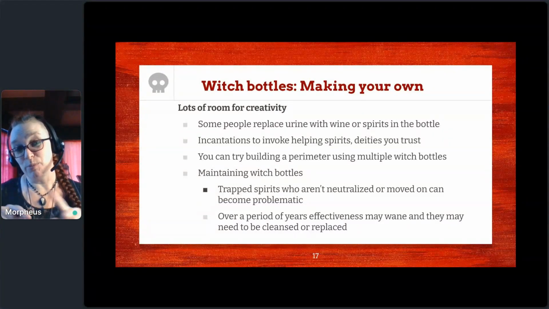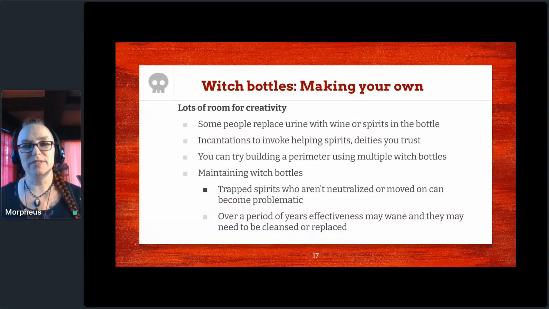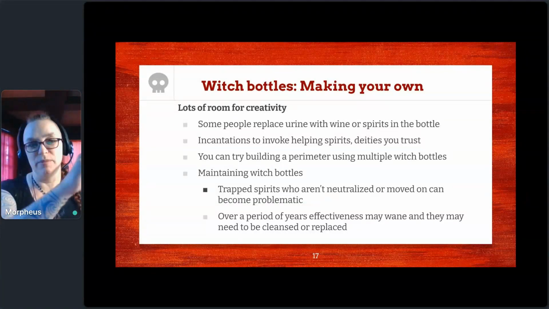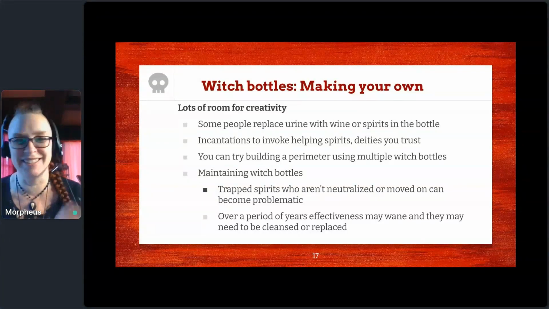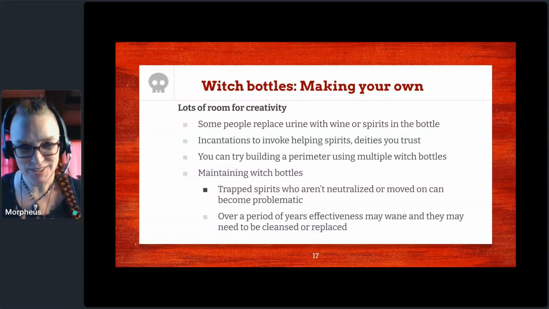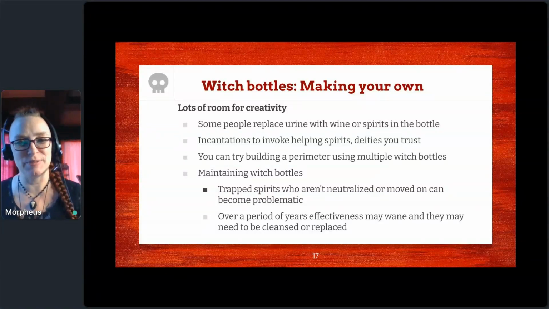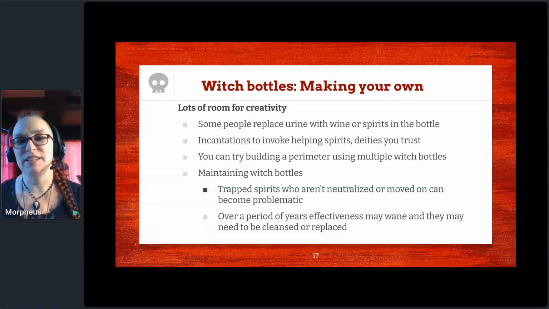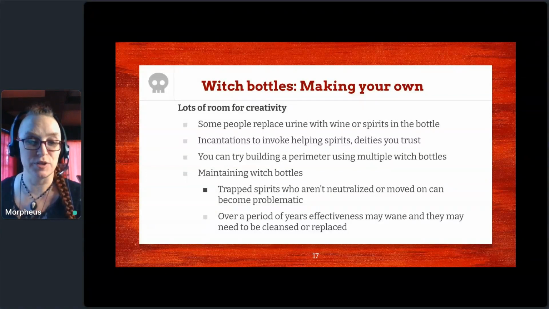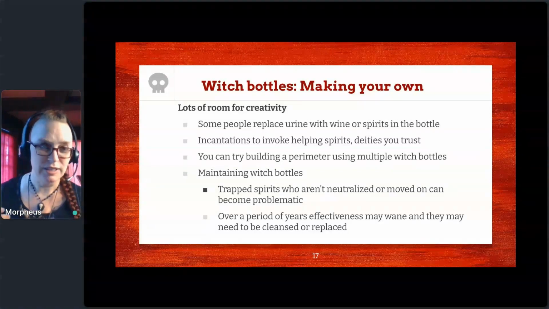I also like to make a perimeter using multiple witch bottles. So I will place them around the boundaries of the place where I live. And another thing that is not talked about much in the literature, because archaeologists aren't trying to use this practice for the most part, is that I find there's a need to maintain all of your spiritual boundaries and protections, but witch bottles included.